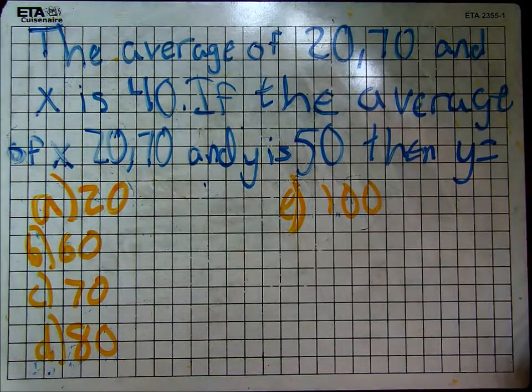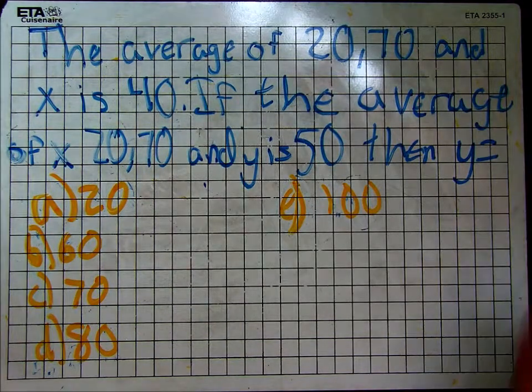Today the problem states the average of 20, 70, and x is 40. If the average of x, 20, 70, and y is 50, then y equals A, 20, B, 60, C, 70, D, 80, E, 100.